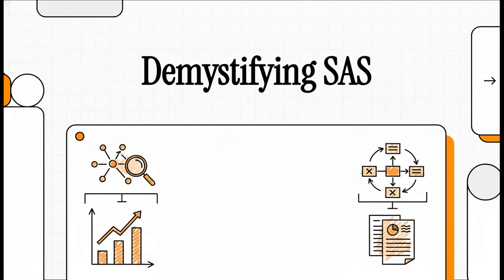All right, let's talk about a real powerhouse in the world of data, SAS. For decades, it's been the secret weapon for major industries. You know, the ones analyzing massive amounts of data to find critical patterns and make some really big decisions. So let's break down how it all works.